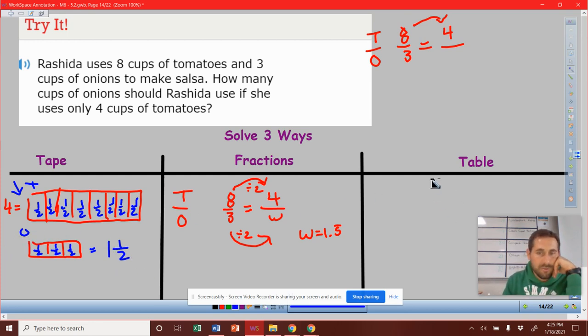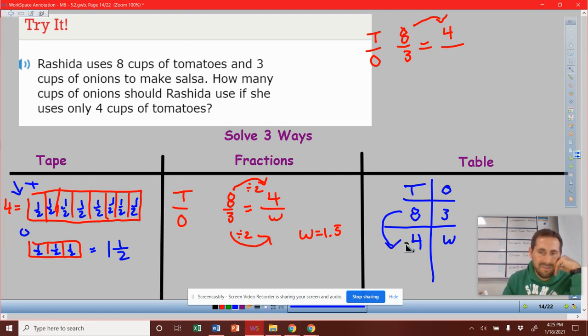Okay, we could do this with our table, tomatoes to onions. Okay, we had 8 tomatoes to 3 onions, and then we turn this into 4 tomatoes to what number of onions? So just look for the pattern. What did we do to 8 to turn it into 4? We divided by 2, then take 3 and divide it by 2 as well. If we don't remember how to do that, we're doing 3 divided by 2.